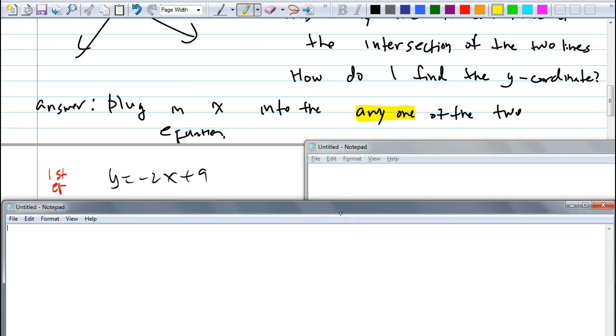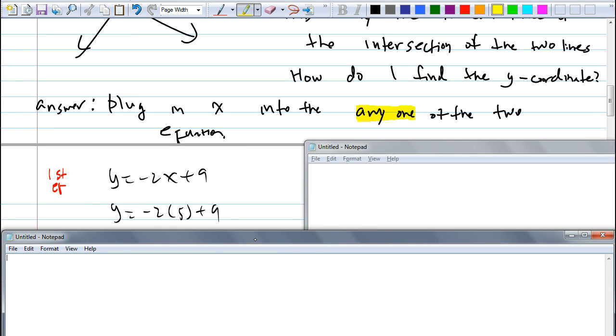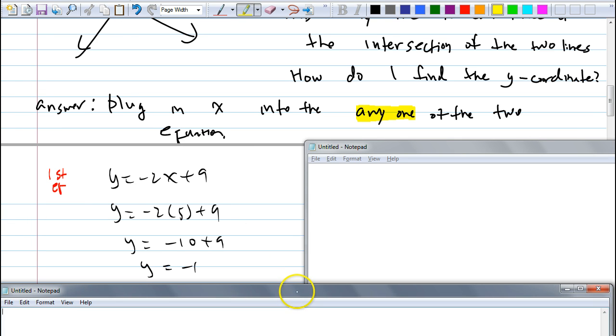Okay. So doesn't this come from my first equation? y equals negative 2x plus 9. Okay, why did I choose this equation? Because what are we looking for? We're looking for y. So let's plug in 5. How many people got the answer? What do you get? -1. Yeah, how many people got -1 as the answer?